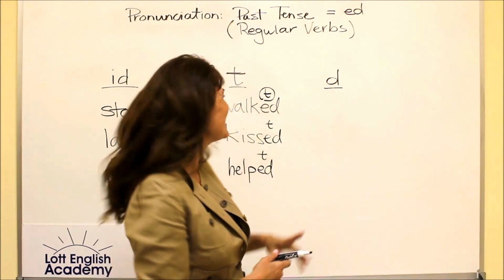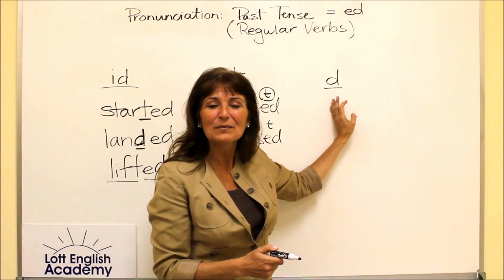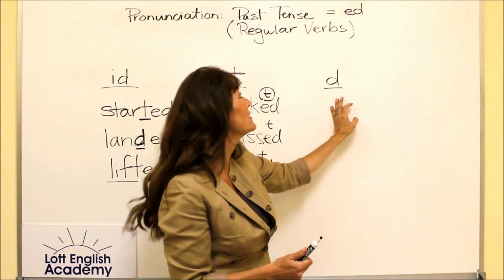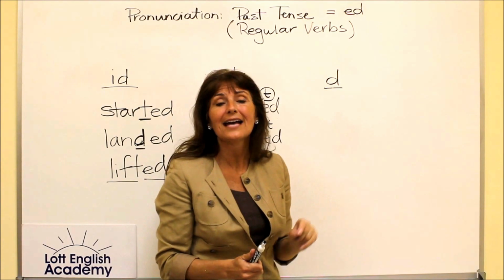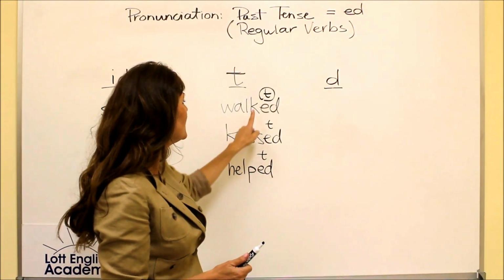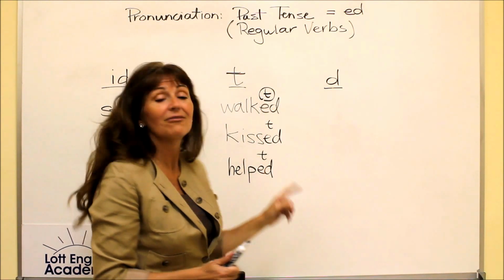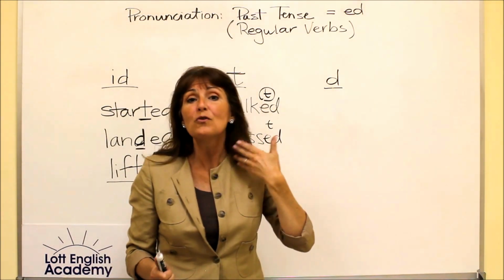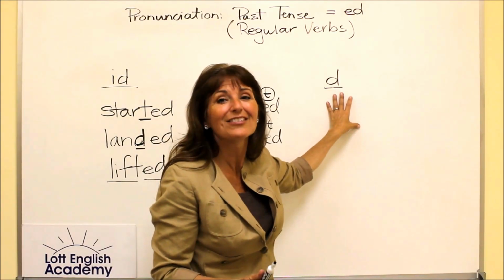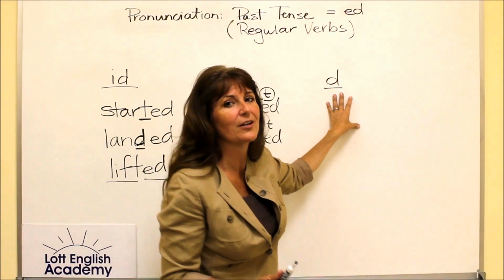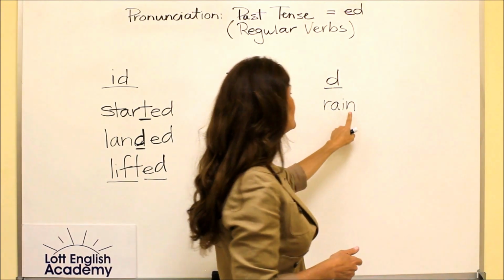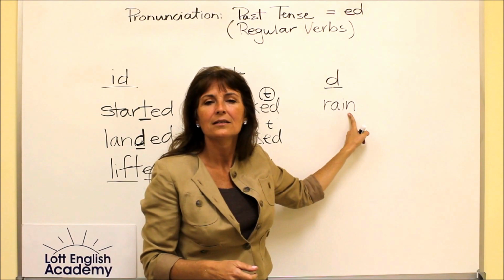Let's go now to the last category. The third possible sound that you could hear for a past tense verb that's regular would be the sound d. And while this category is for words that have the last sound with no vibration, this category is for words that have the last sound with a vibration. A good example of a word in this category would be the word rain.